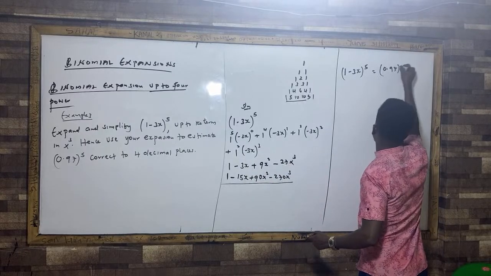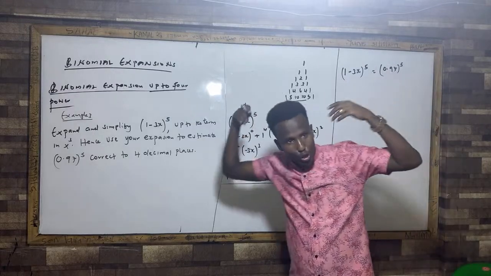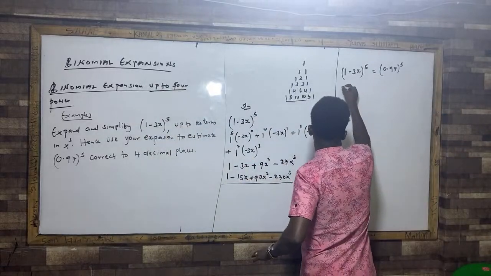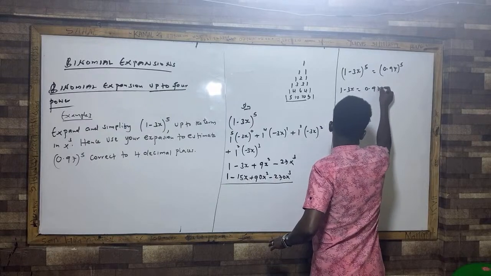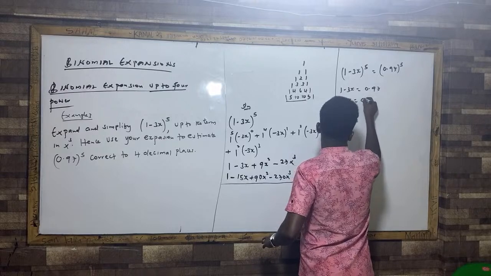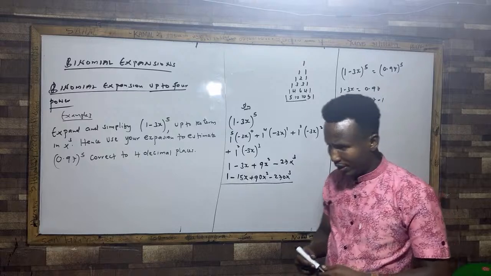0.97 to the power of 5. So cancel, forget, eliminate the two powers. We forget the two powers. Then we'll have 1 minus 3x is equal to 0.97. So take this 1 to the other side. Minus 3x is equal to 0.97 minus 1.